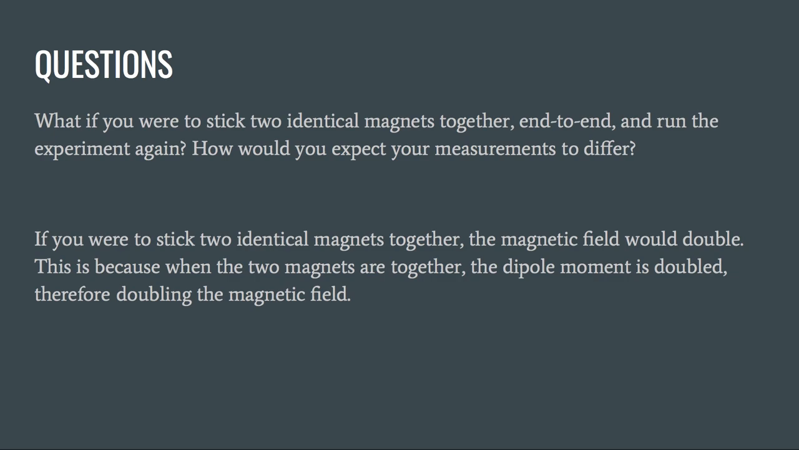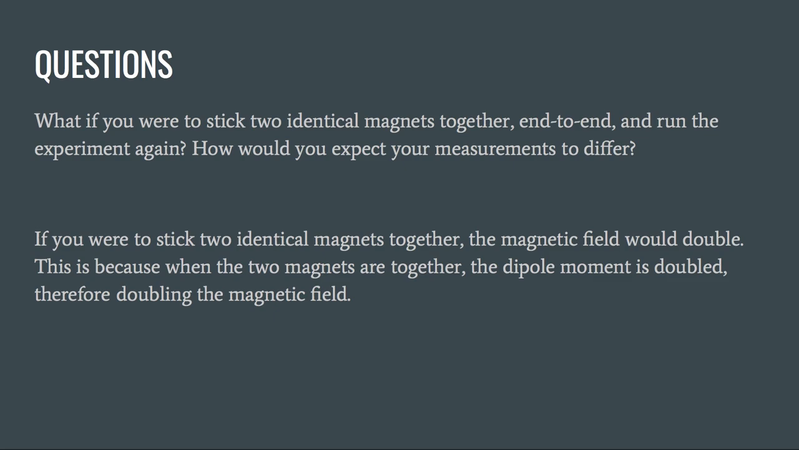The final question: if you were to stick two identical magnets together end to end, how would your measurements differ? This would double the magnetic field, because the two magnets together create a dipole moment that is doubled, and therefore double the magnetic field.